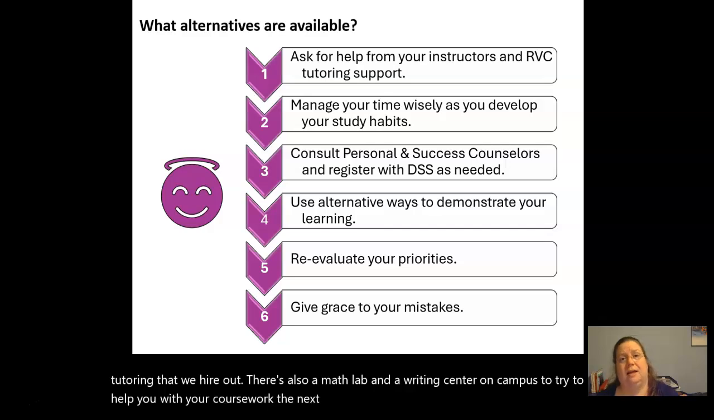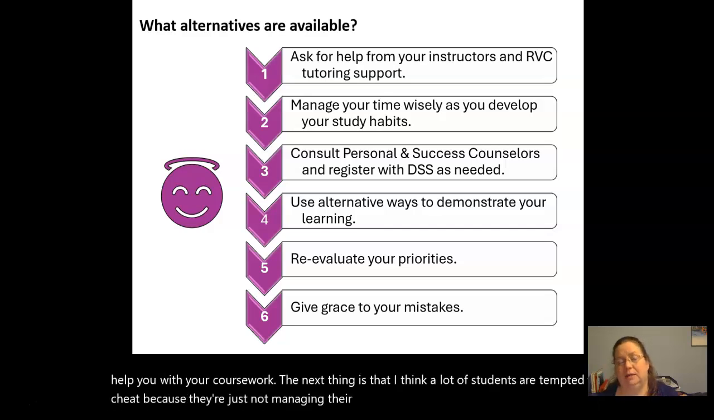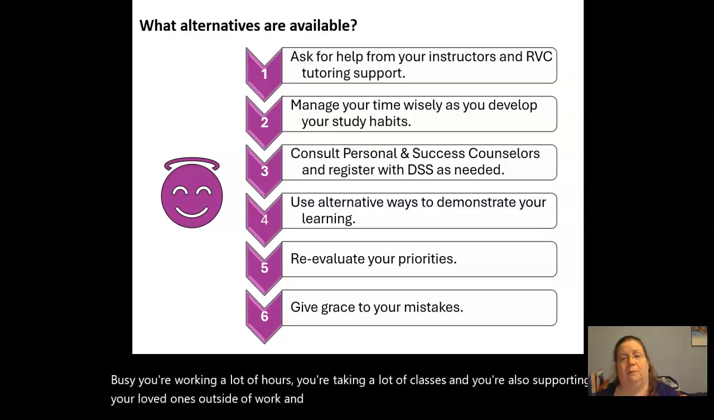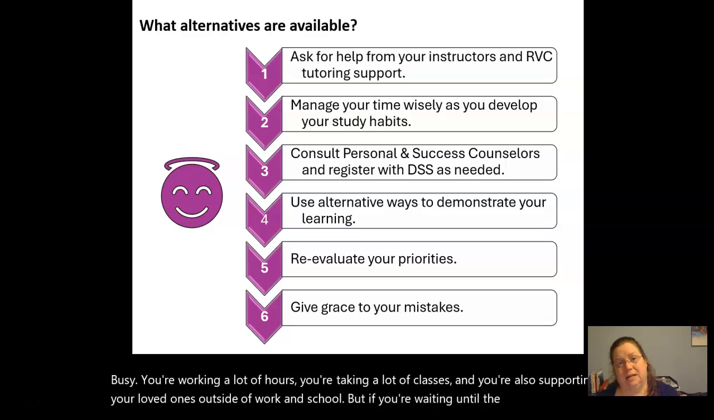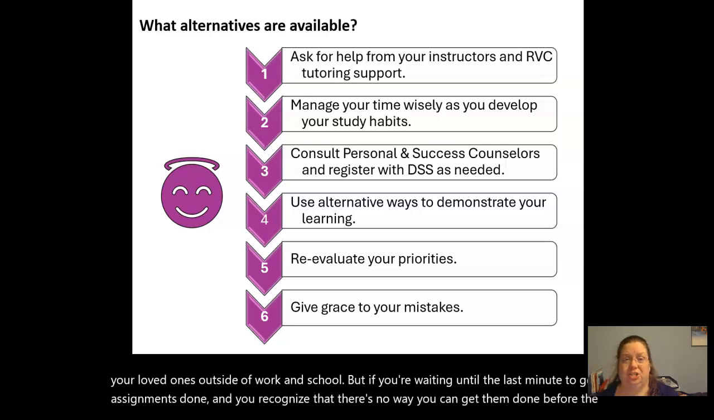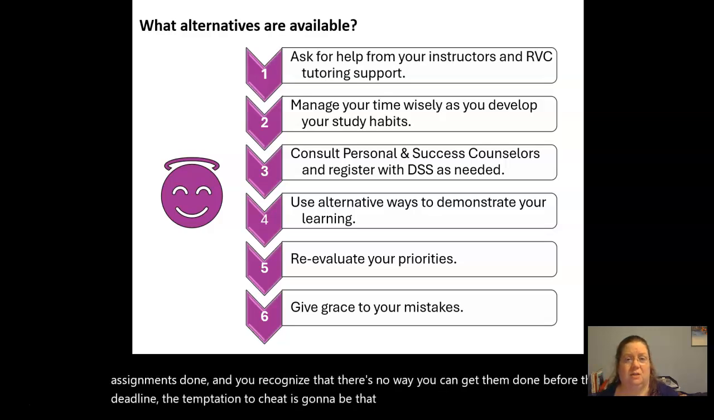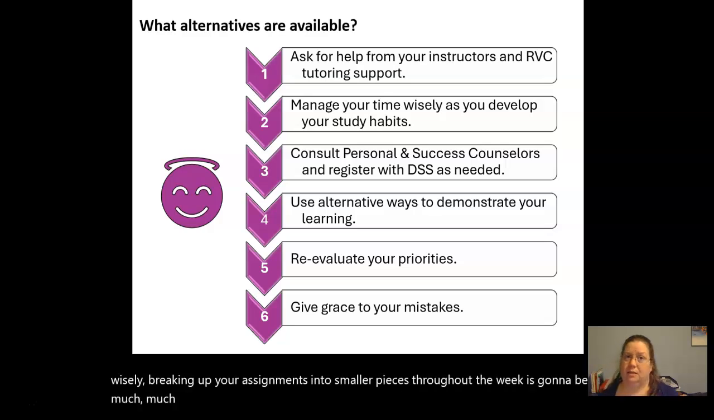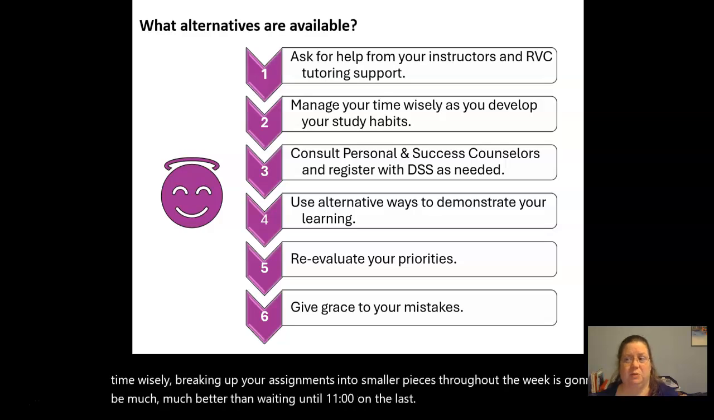The next thing is that I think a lot of students are tempted to cheat because they're just not managing their time wisely. I recognize that you're all really busy. You're working a lot of hours, you're taking a lot of classes, and you're also supporting your loved ones outside of work and school. But if you're waiting until the last minute to get assignments done and you recognize that there's no way you can get them done before the deadline, the temptation to cheat is going to be that much stronger. So by managing your time wisely, breaking up your assignments into smaller pieces throughout the week is going to be much, much better than waiting until 11 o'clock on the last day before the assignment's due.